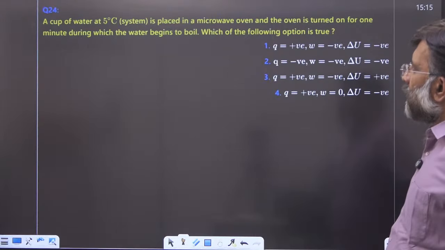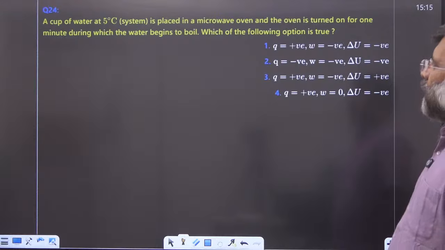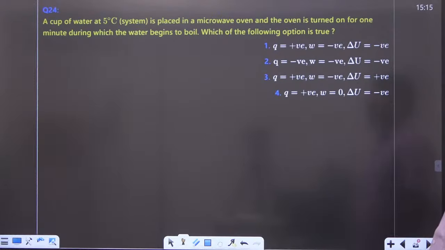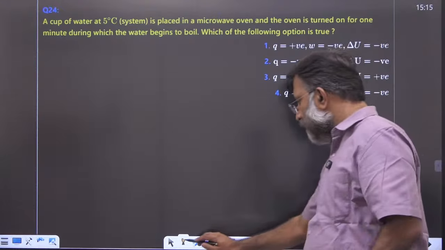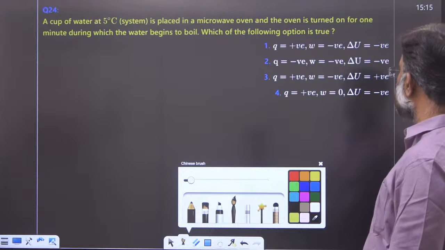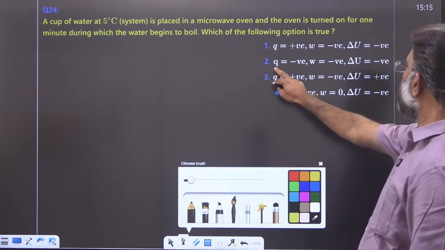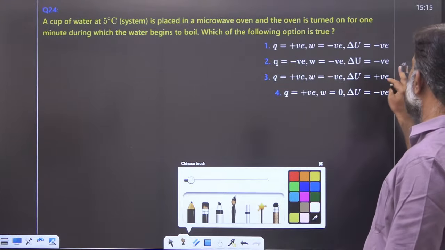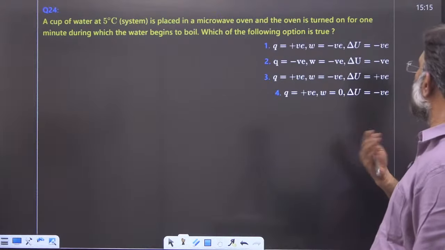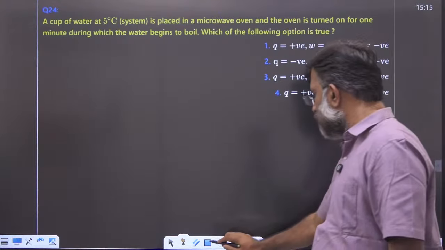A cup of water at 5 degrees Celsius is placed in a microwave oven and the oven is turned on for 1 minute, during which the water begins to boil. Which of the following options is true? You can see as the temperature increases, delta U will be positive. Heat, work, delta U. Temperature goes up, delta U will increase. Only one choice, the third choice.